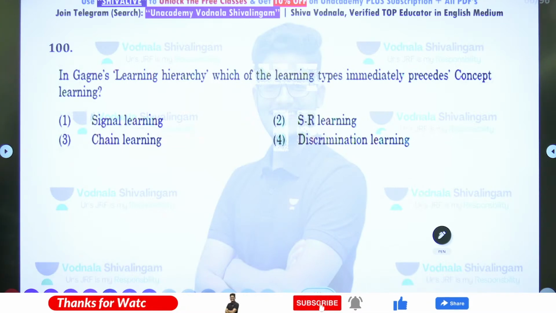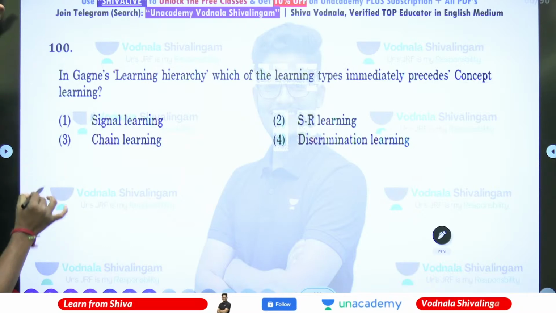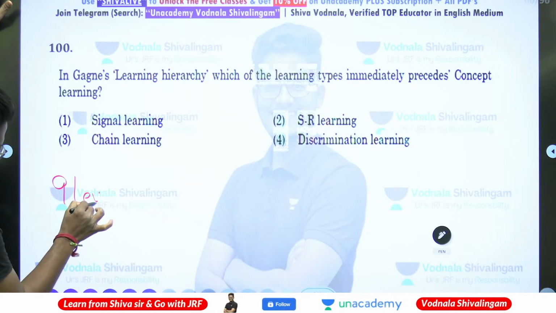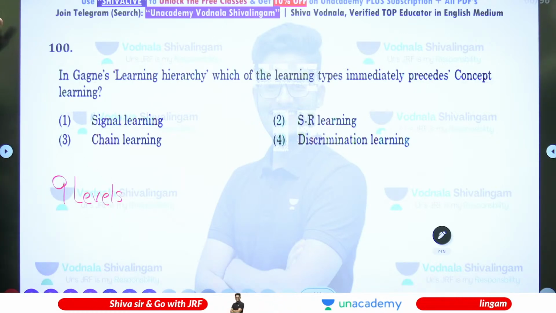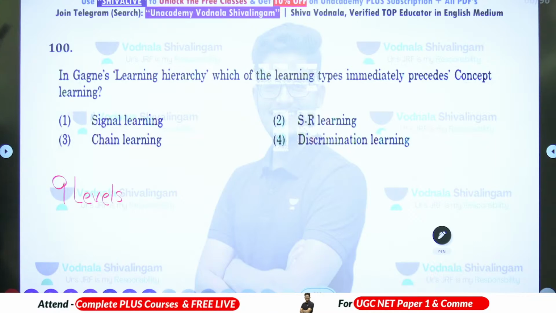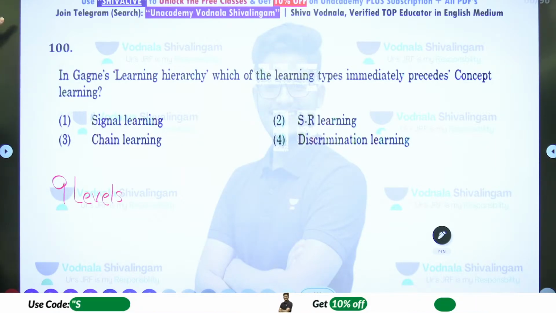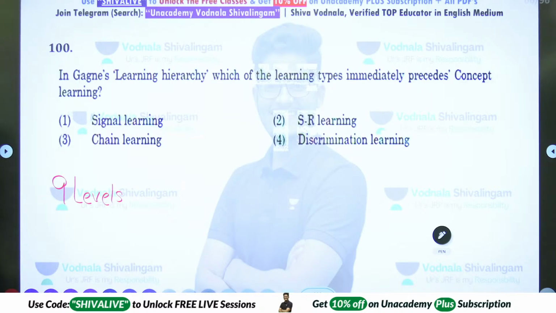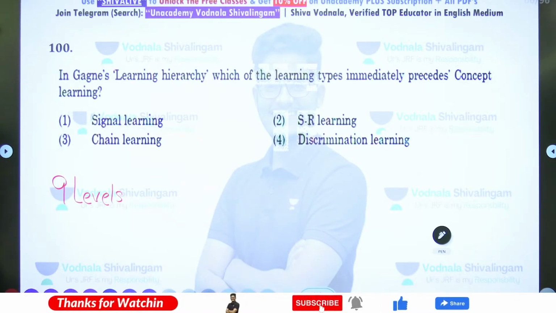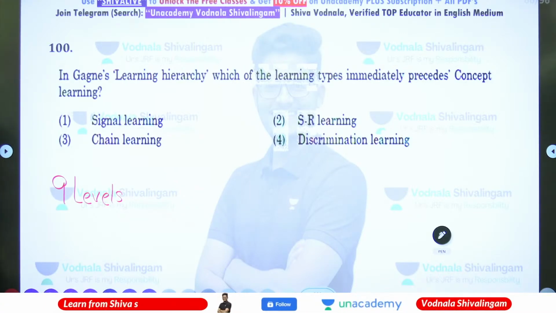Again, the same concept. So you must understand in what way questions are being repeated. In Gagne's hierarchy of learning, there are 9 levels, right? Out of that, which is before the concept learning, or precedes concept learning? Okay, all are saying D.